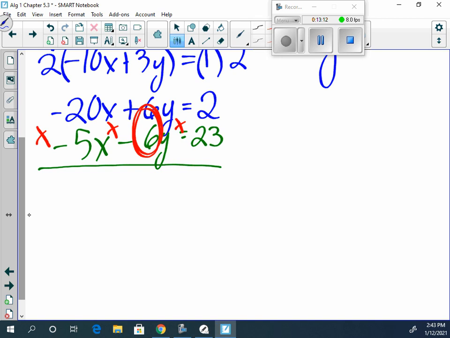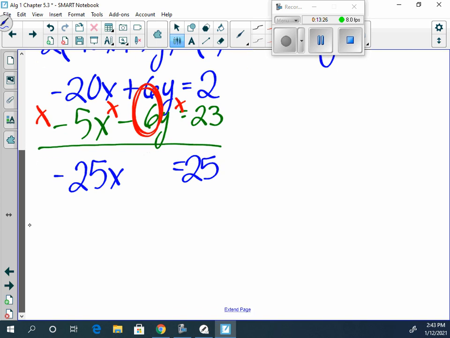Now let's look at the other one. Negative 20x plus negative 5x. Well, it's going to be what? Negative 25x. 2 plus 23. So once we did this, and I'll rewrite it so they're a little bit closer together, negative 25x is equal to 25.